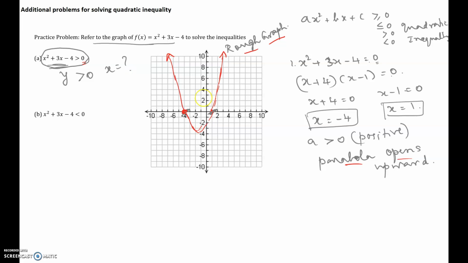When the y coordinate is positive, for what values of x? In this case, you notice the graph is above the x-axis in this part and in this part, and we have to find the corresponding x for that. Which means the green shaded part is the x values for which y is positive. So I can write the answer: it's negative infinity through negative 4, union 1 through infinity. That is when the inequality will be positive.